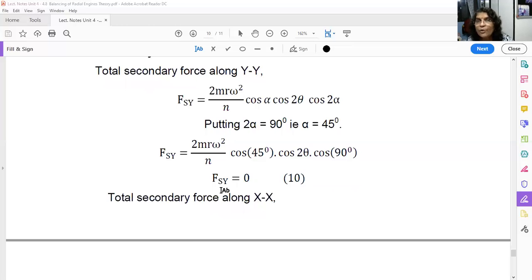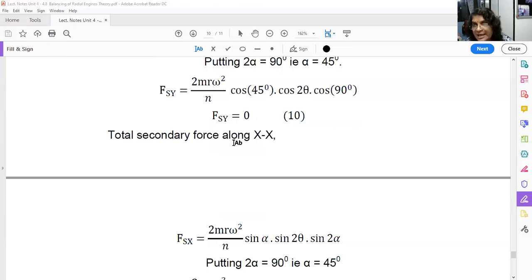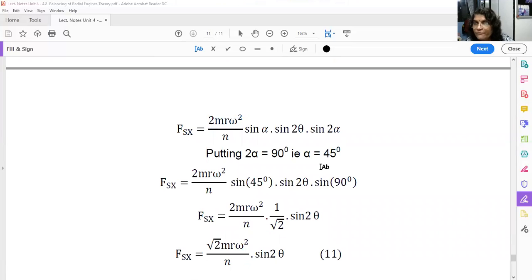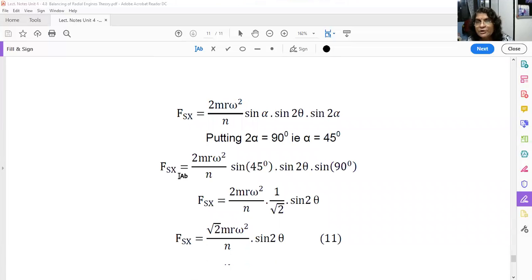Now let us find out the total secondary force along the x direction, that is the horizontal component. So what is it? Fsx, the secondary force along the x direction, is equal to 2 mr omega square upon n into sin alpha, sin 2 theta into sin 2 alpha. Again putting 2 alpha is equal to 90 degree, that is alpha is equal to 45 degree, Fsx is equal to 2 mr omega square upon n into sin alpha, meaning sin 45 degree, sin 2 alpha, meaning sin 90 degree, and sin 2 theta as it is.